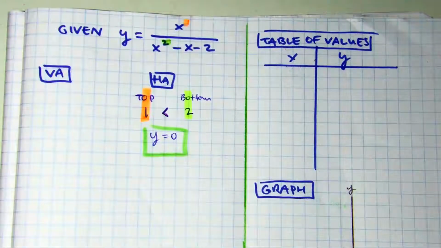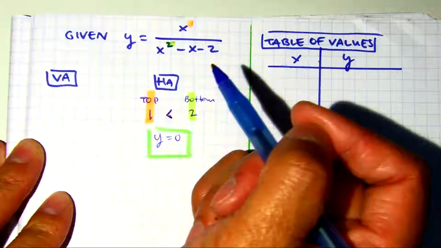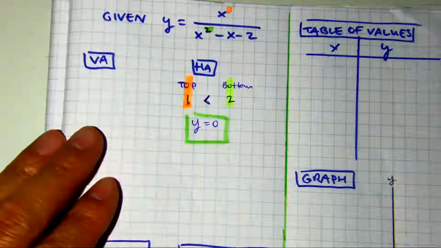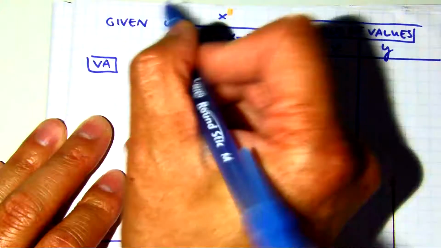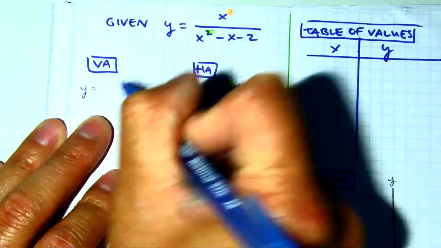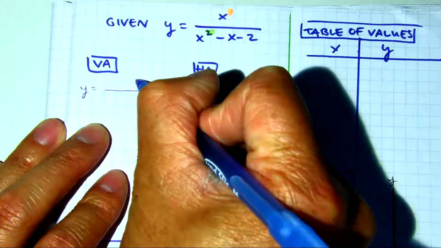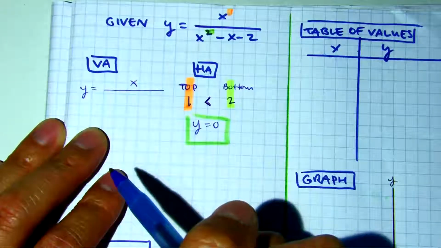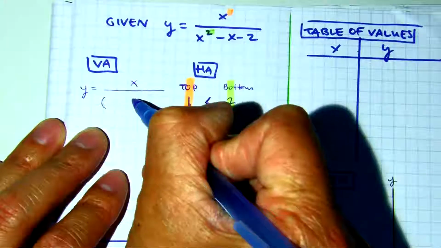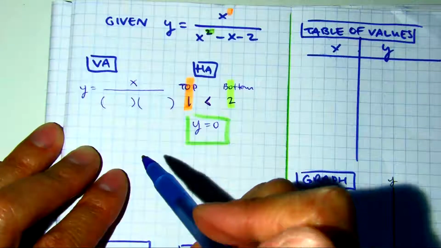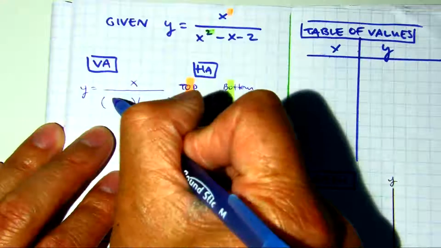Henry, what do you want to do next? The vertical function. Okay, go. First you factor it. Okay. When you factored it, what did you get? X, and then x minus 2 and x plus 2.